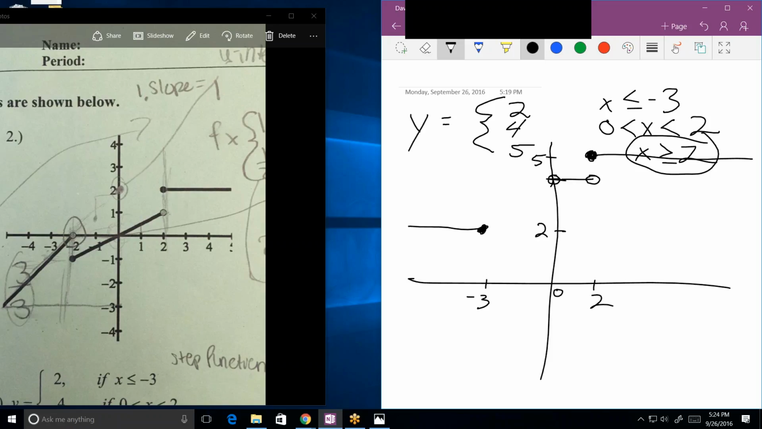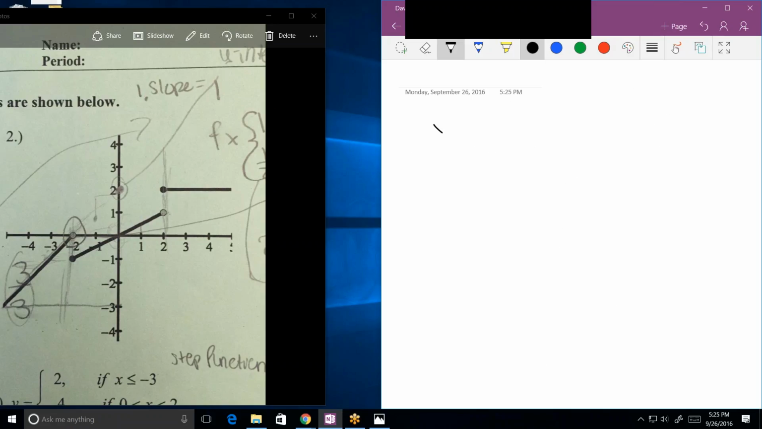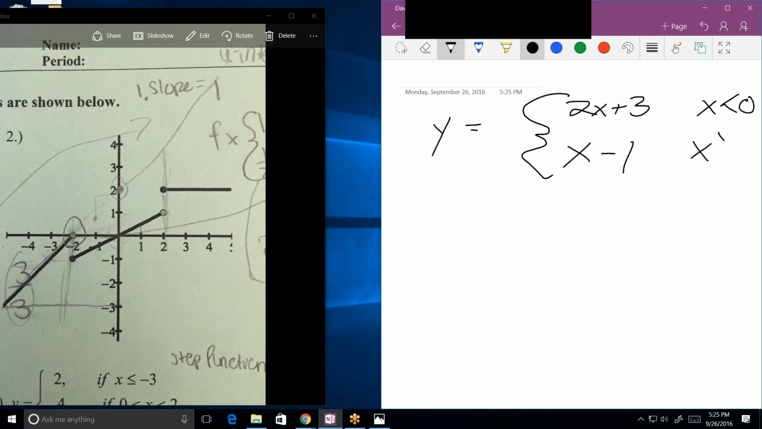Now, if this was a little more complicated, let me give you a little more complicated one. I'll make it a two-piece. Where do I start? For the first one, x is less than 0, so we would start at 0.